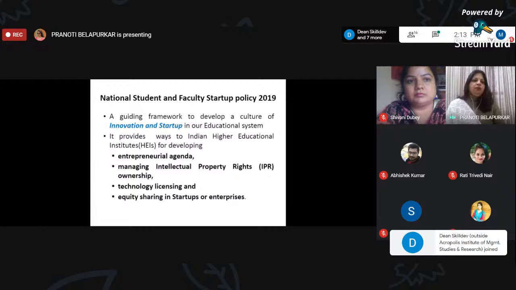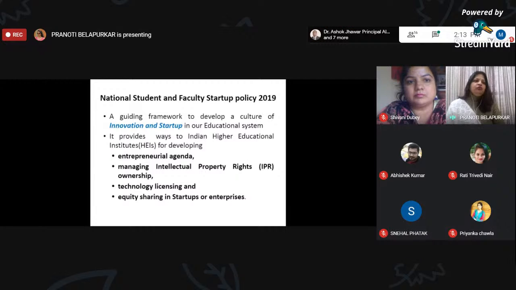So here are a few important points. The first and the foremost is that it focuses on developing a culture of innovation and startup in our educational system.